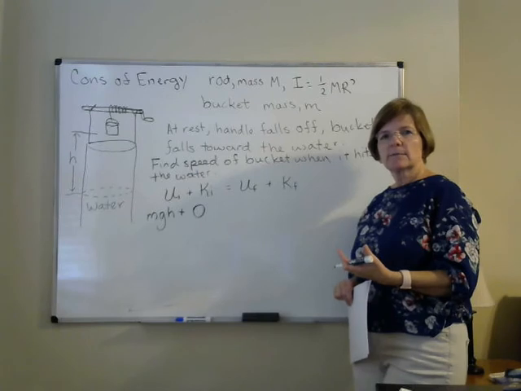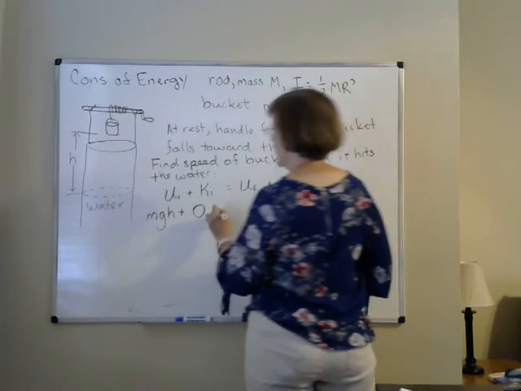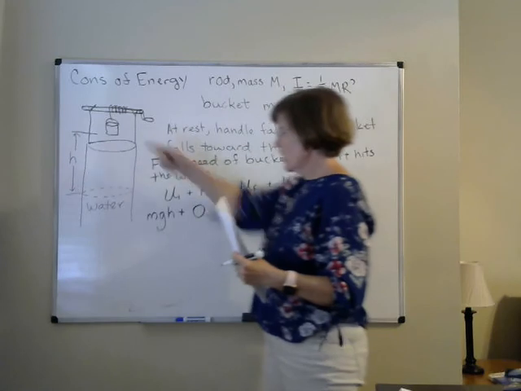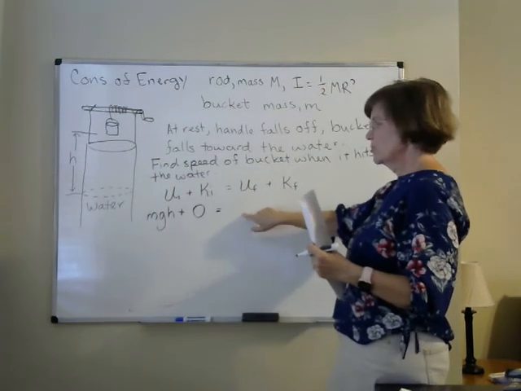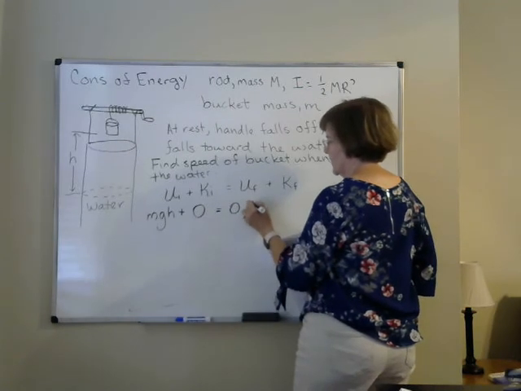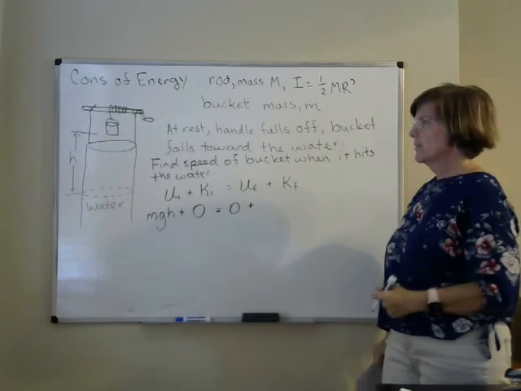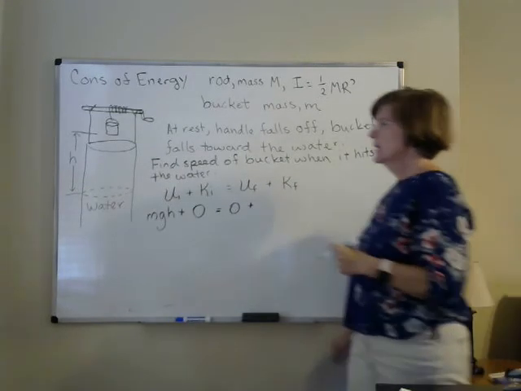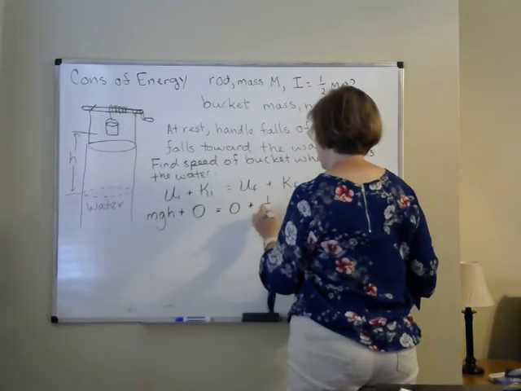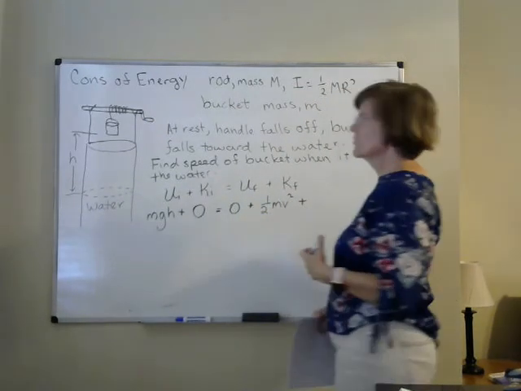That makes sense. The bucket starts to fall. When it reaches the water, based on where we decided to call 0, all of the gravitational potential energy will be gone. Well, where did that energy go? It went 2 places. When that bucket falls, that gravitational potential energy went into the kinetic energy of the bucket, 1/2 mv squared, plus the rotational energy of the rod.